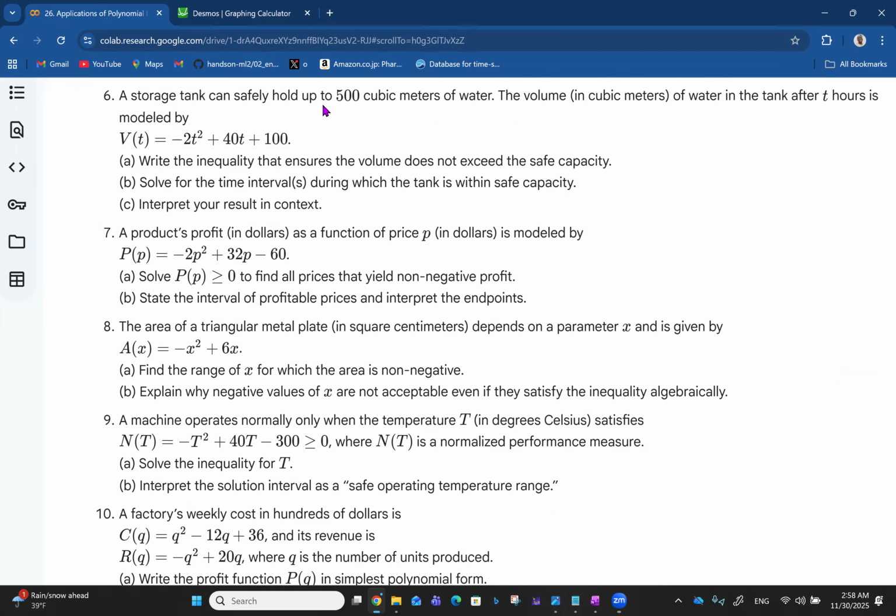A storage tank can safely hold up to 500 cubic meters of water. The volume in cubic meters of water in the tank after 10 hours is modeled by V of T, is this whole thing. Write the inequality that ensures the volume does not exceed the tank capacity. So it can hold up to 500. So this expression has got to be less than or equal to 500, right? And you do the other maths.